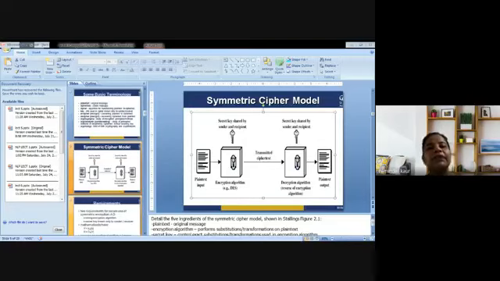Next, another application is to build hash functions from block ciphers. So what is basically a hash function?